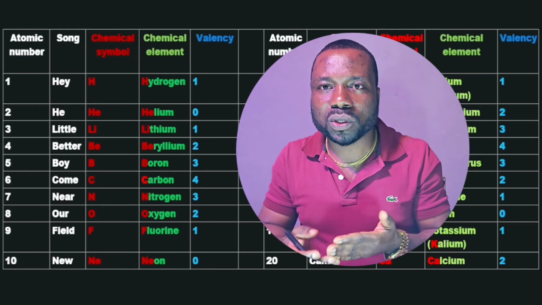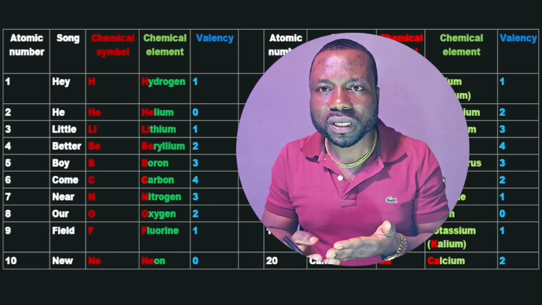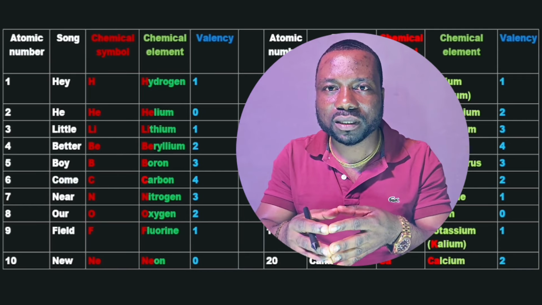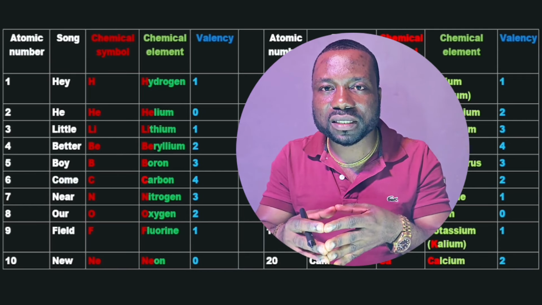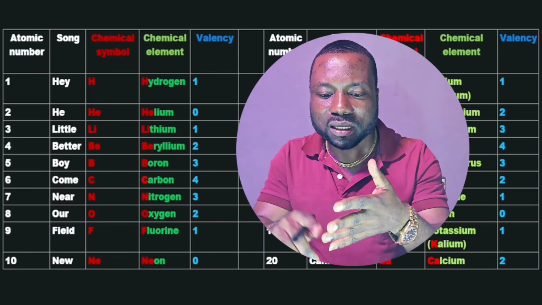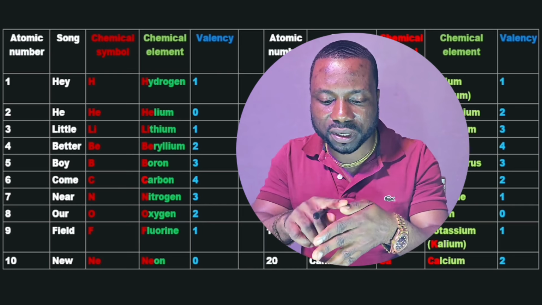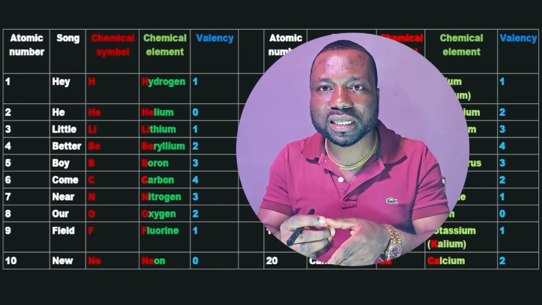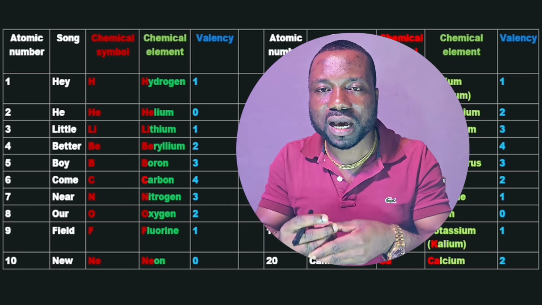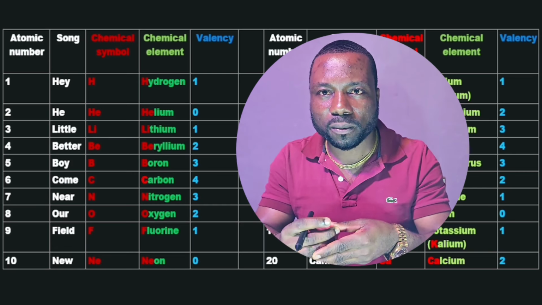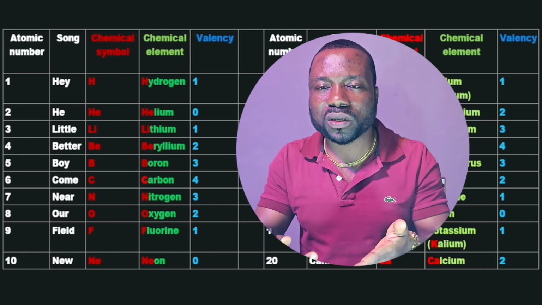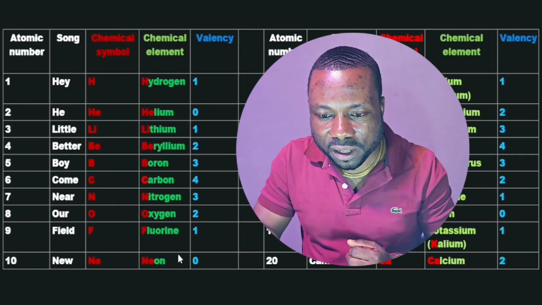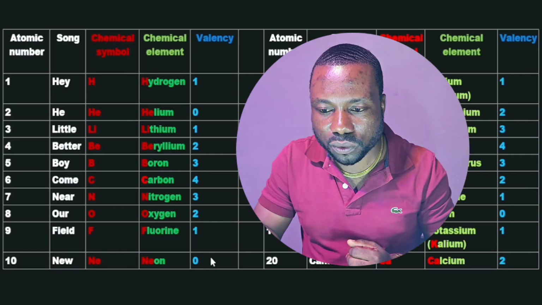Or you can also use your fingers. For example, if we have element number 10, what are we going to do to know the valency? We'll just say 1, 0, 1, 2, 3, 4, 3, 2, 1, 0, which means that the 10th element has a valency of 0. Now, this is done without you looking on the table. To confirm, you realize that the 10th element here has a valency of 0.